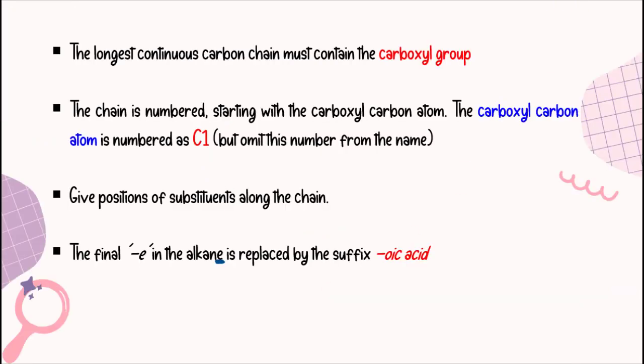The rules used to name carboxylic acids are similar to other organic compounds. The longest continuous carbon chain, which is our parent chain, must contain the carboxyl group. Then, number the parent chain starting with the carboxyl carbon atom. The carboxyl carbon atom is numbered as carbon 1, but we are going to omit this number from the name. Next, if we have any substituent present, give the position of the substituents along the chain. The suffix oic acid is used to replace the letter E in the alkane parent name.